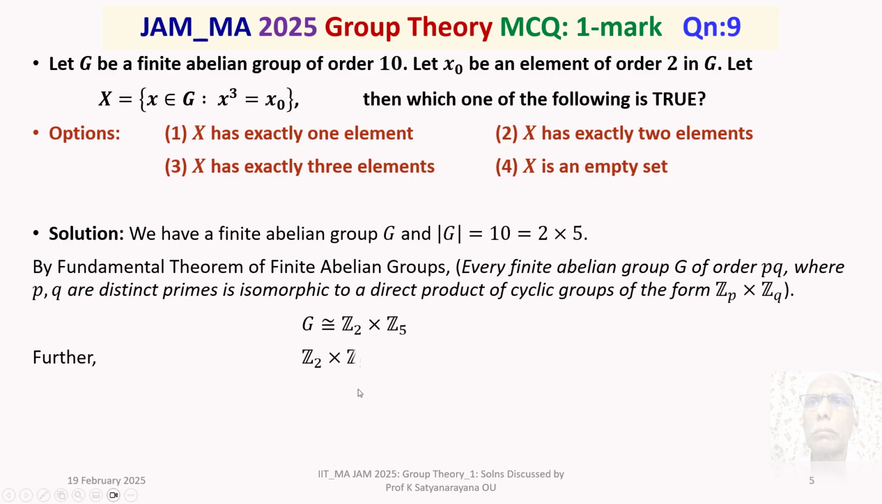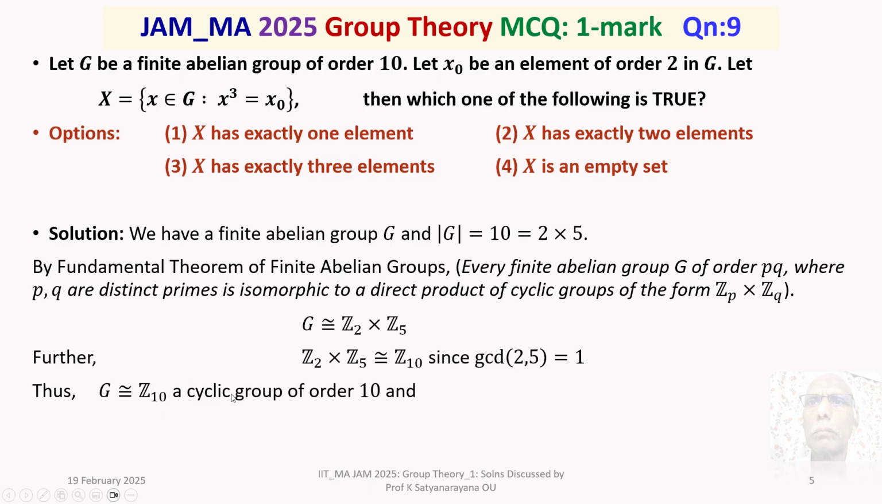Further, Z2 cross Z5 is isomorphic to Z10 because the GCD of 2 and 5 is 1. We have such a result: Zp cross Zq is isomorphic to Zpq, where p and q are distinct prime numbers and the GCD of p, q is equal to 1. Then this happens. G is isomorphic to Z2 cross Z5 and Z2 cross Z5 is isomorphic to Z10. Therefore, G is isomorphic to Z10.